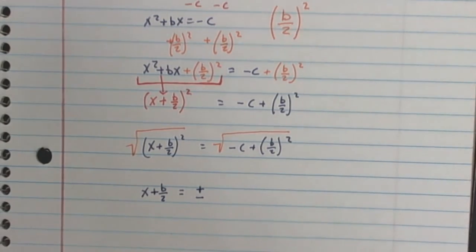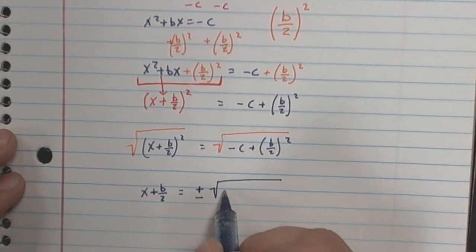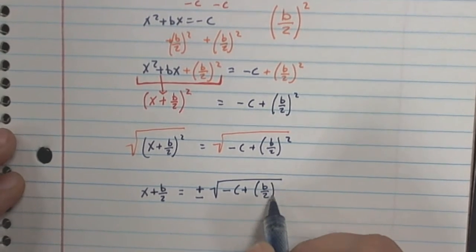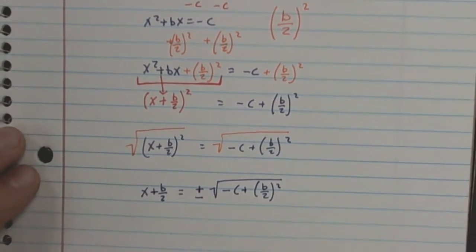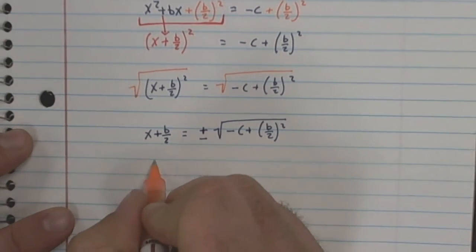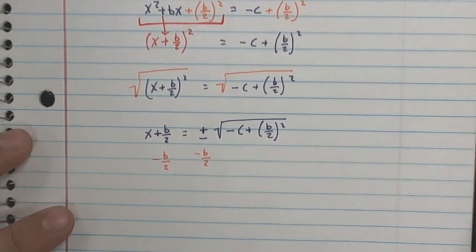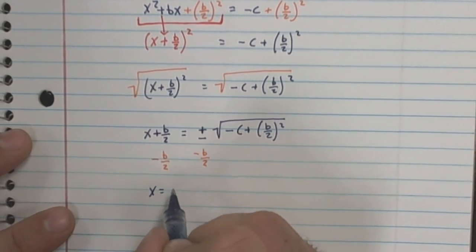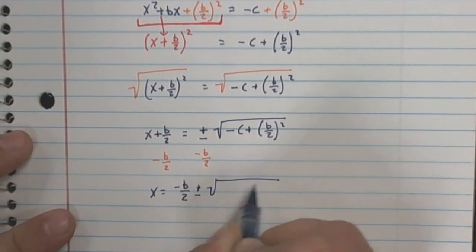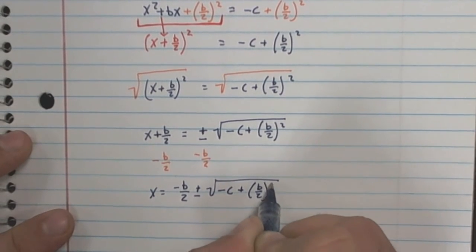and if you want to ask me why that is when I get back, I'll be happy to explain that. The square root of whatever this number was, negative c plus b over 2 squared. Now x is almost by itself. The last thing I need to do is subtract b over 2 from both sides. That's going to leave me with x is equal to negative b over 2 plus or minus the square root of negative c plus b over 2 squared.